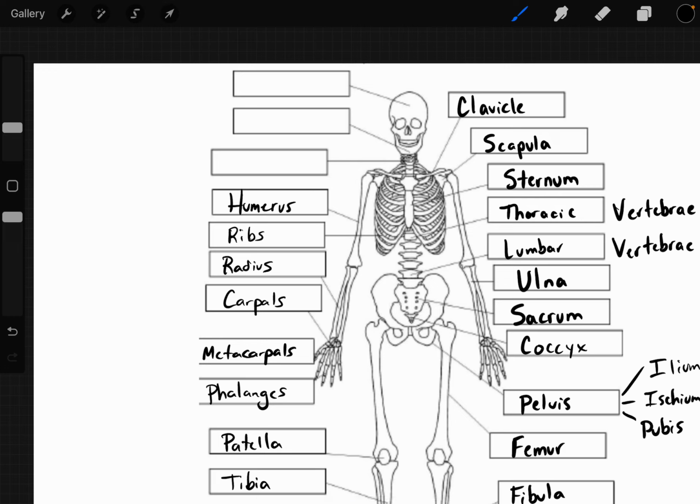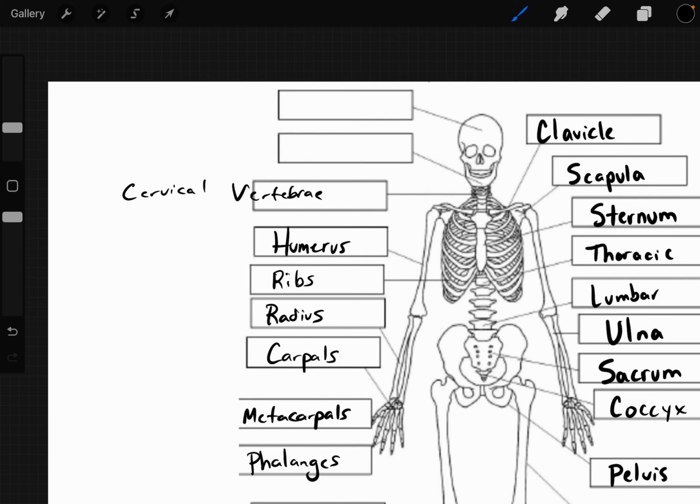Then the next one, okay, I'm going to write off to the side. It's going to be the cervical vertebrae. Okay, cervical vertebrae. So that's the top 7 vertebrae. That category is called the cervical vertebrae. Then the next one is going to be the mandible. And the last one is going to be the cranium. So that's a word for the whole skull.